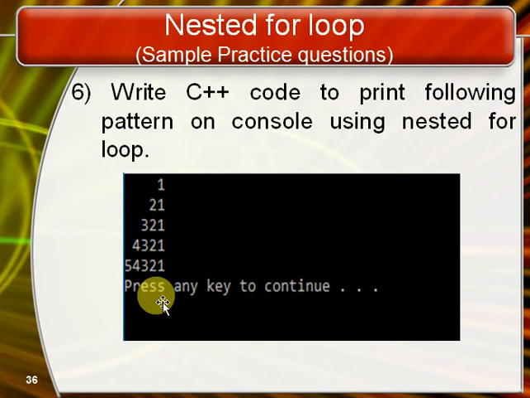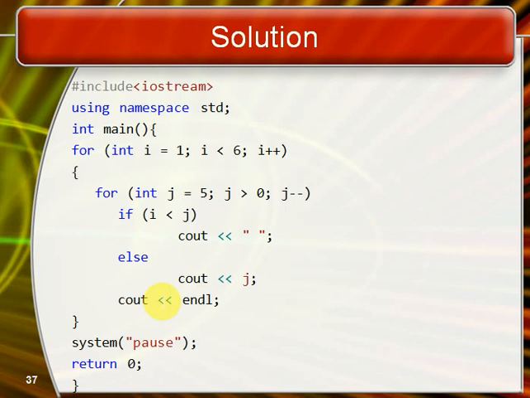It's another sample program. Write a C++ code to print the following pattern on console using a nested for loop. The pattern is the same as the previous pattern, except it's using numbers instead of stars. The rest of the program is the same as the previous program. We have 5 rows, so the outer loop will execute 5 times. The inner loop is also executed 5 times.